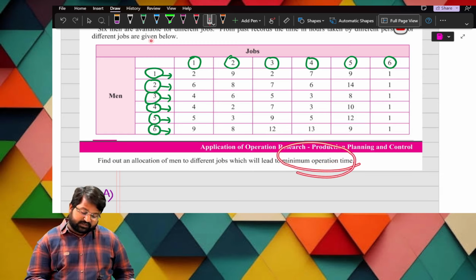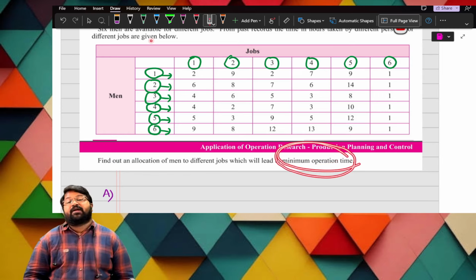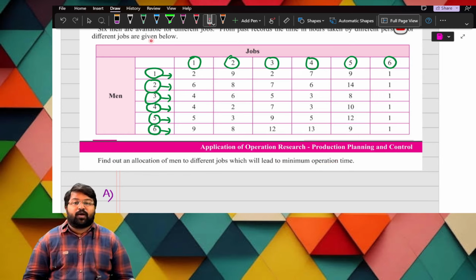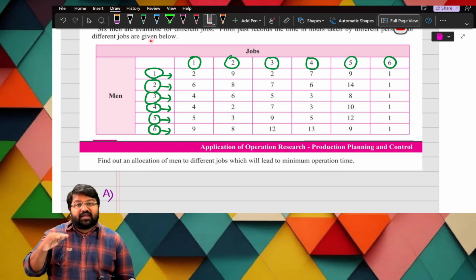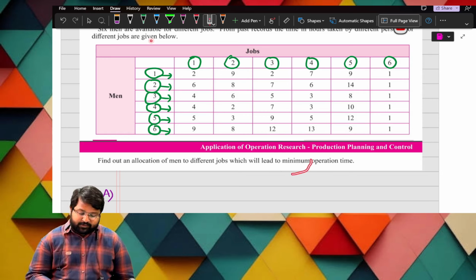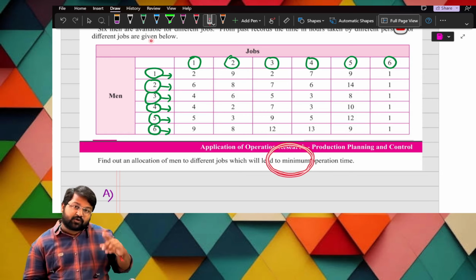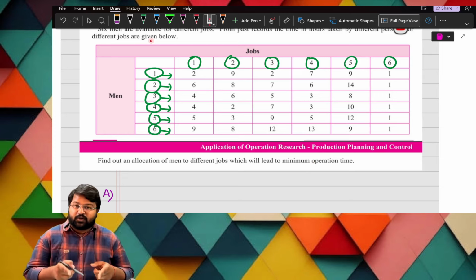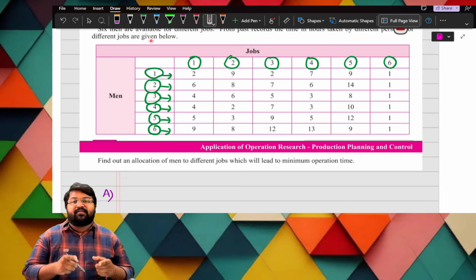So, minimum operation time. For a company, what is the main motive? To reduce the time taken to produce a product so that they pay less. Cost should be less. So here they are asking for minimization, minimum operation time. They are asking about cost, and the data is also related to cost. So it is a minimization model.